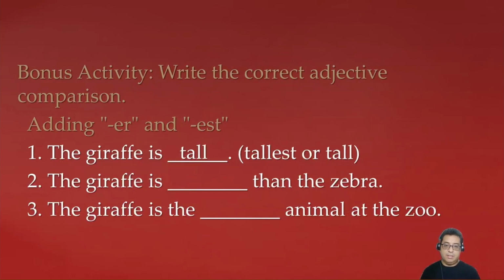That's right, it's tall. Number two, the giraffe is blank than the zebra. So what are you going to say for that? That's right, taller. The giraffe is taller than the zebra. Number three, the giraffe is the blank animal at the zoo. Very good. The giraffe is the tallest animal at the zoo.